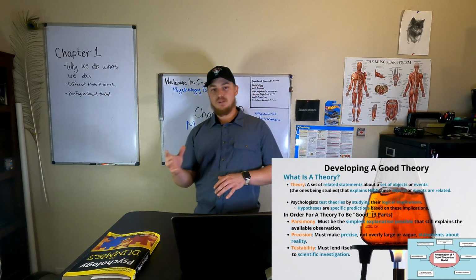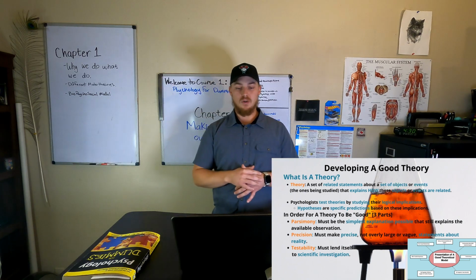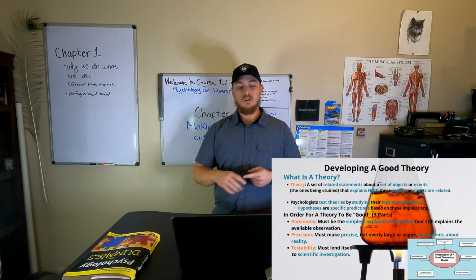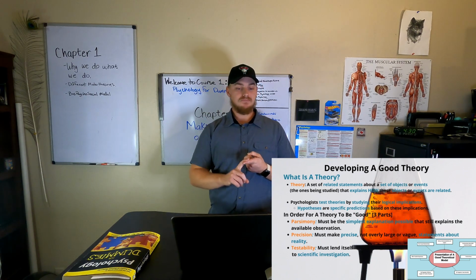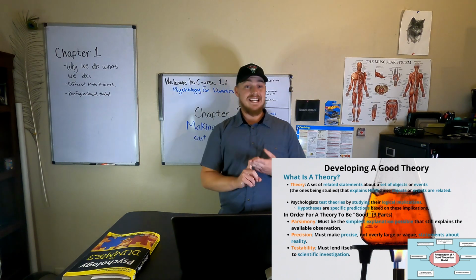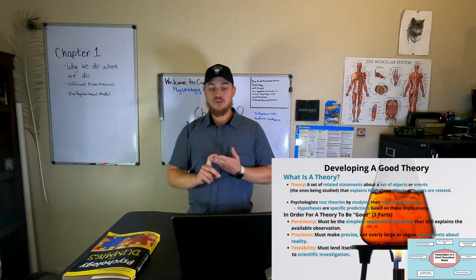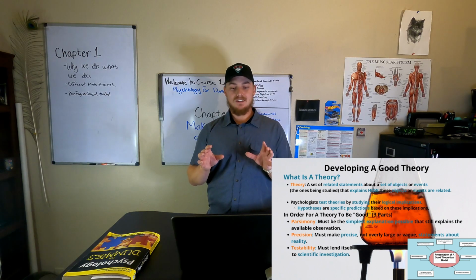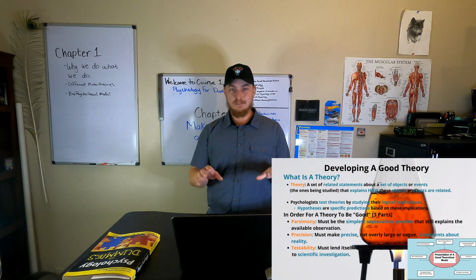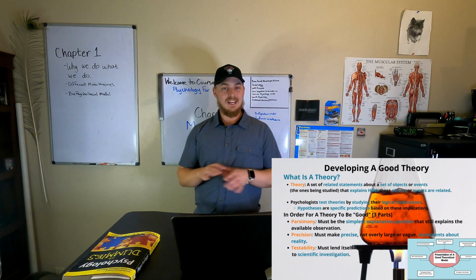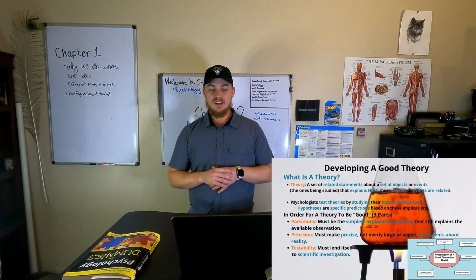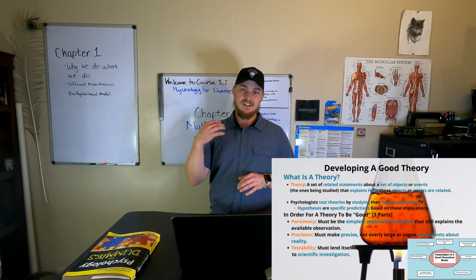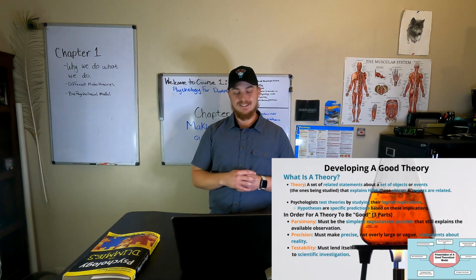So this chapter does break it down. In order for a good theory to take place, you need 3 parts: parsimony, precision, and testability. Parsimony means it must be as simple as possible to explain, in layman's terms, but we still need to explain the available observations that are taking place.